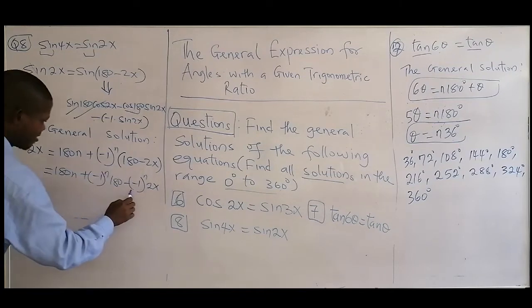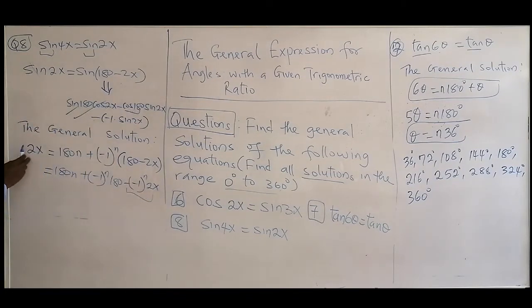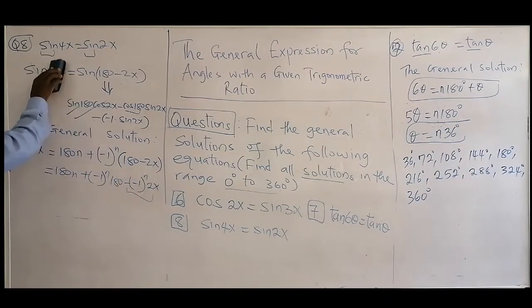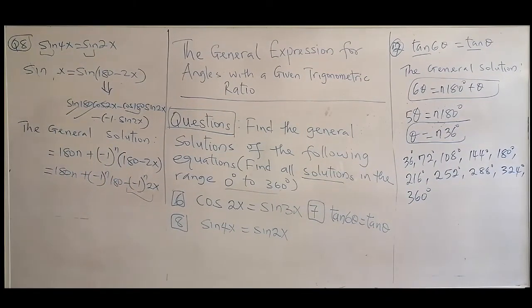Then we can move this one to the other side to make the 2x. Let me check the question again. Sorry, this is 4x. It's a slip of the pen. So this also will be 4x here. So 4x equal to that. So this is what we have now.